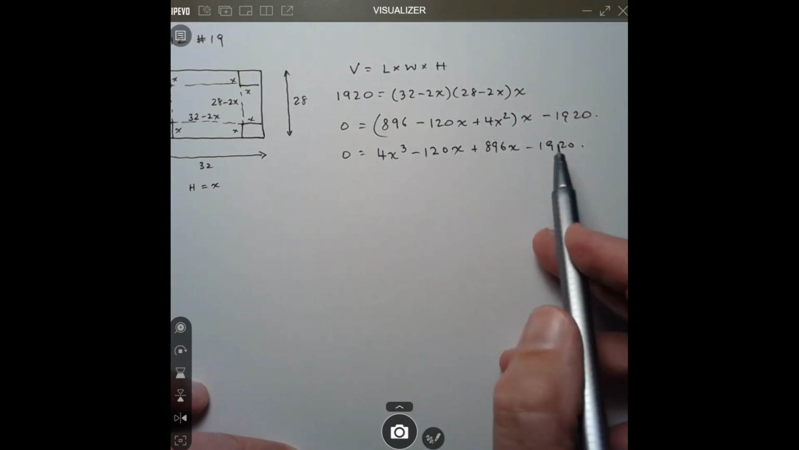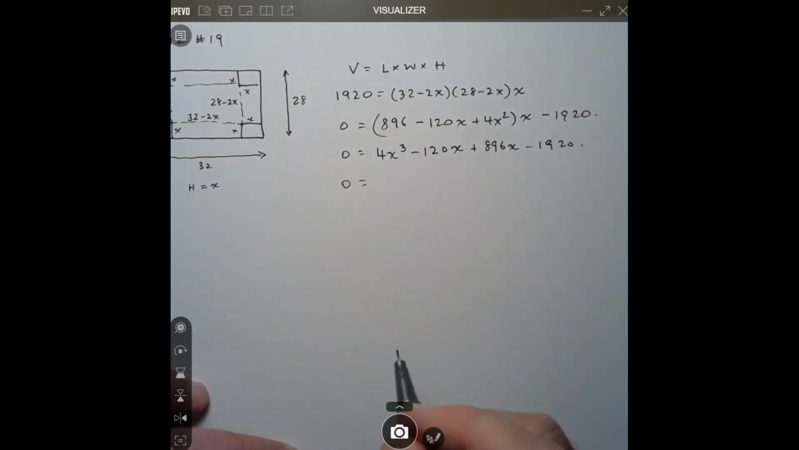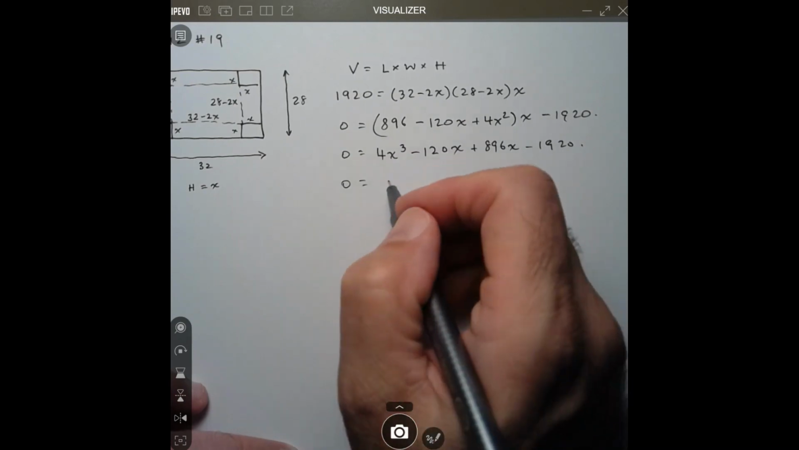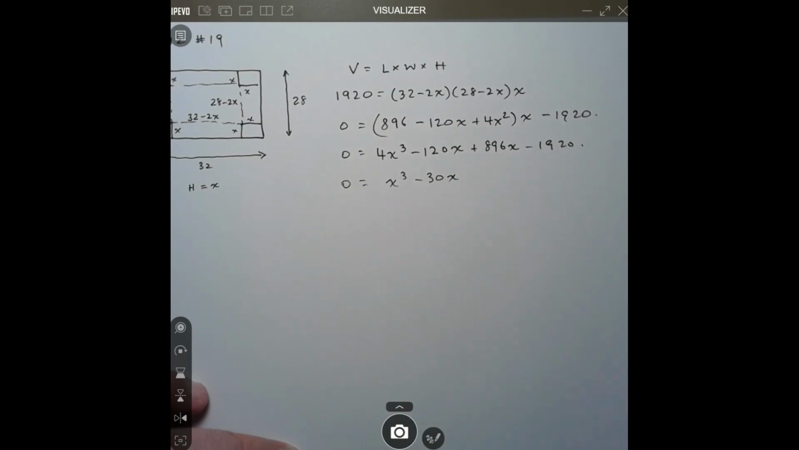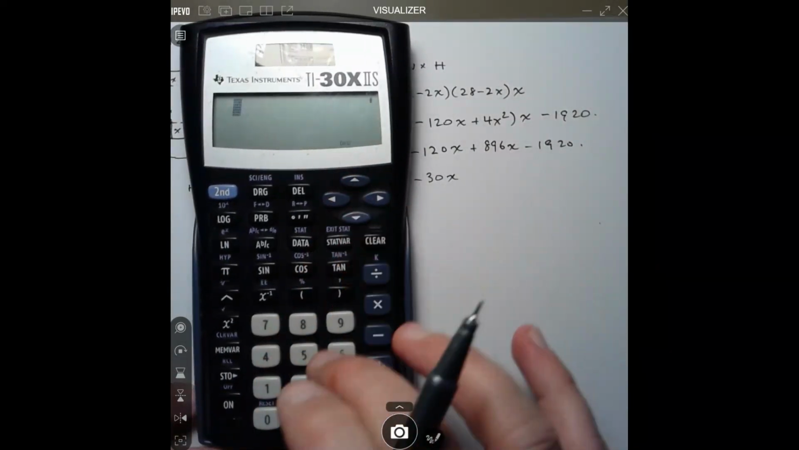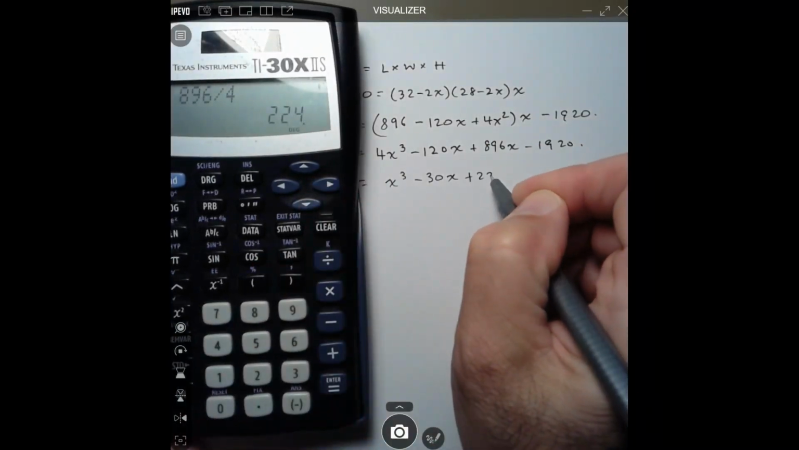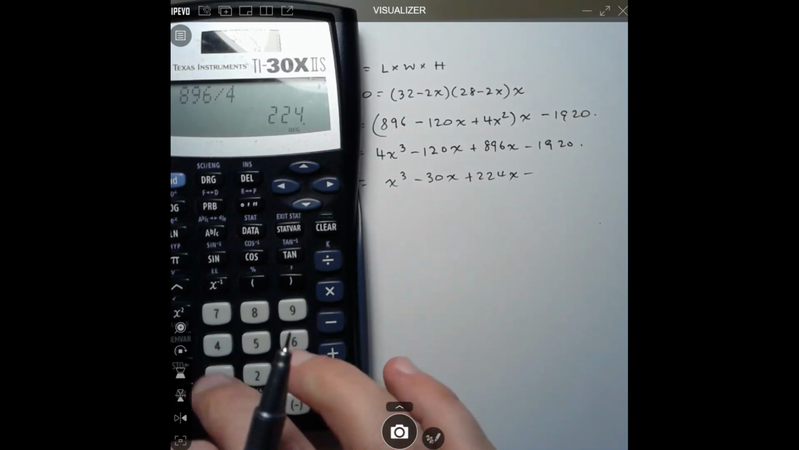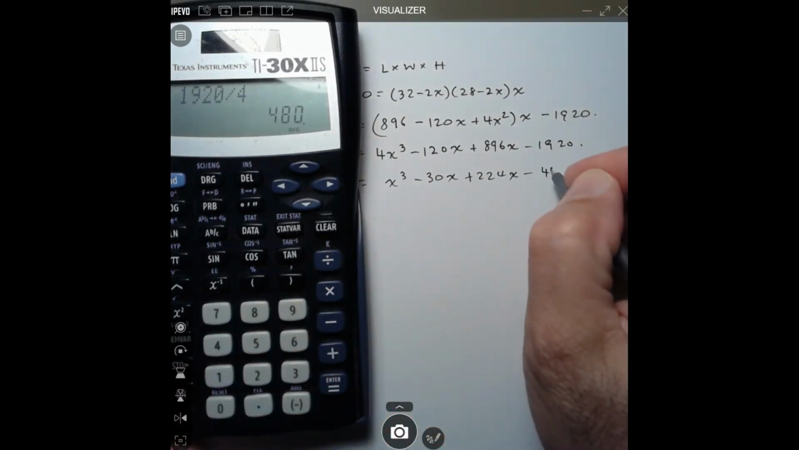So I'm going to divide by 4 to both sides so I can get a simpler polynomial here. So this is going to be x cubed. This will be divided by 4 minus 30x. This one again, sure, we could do it in our heads, but let's not take a chance. 896 divided by 4 is 224, and then 1920 divided by 4 is 480.